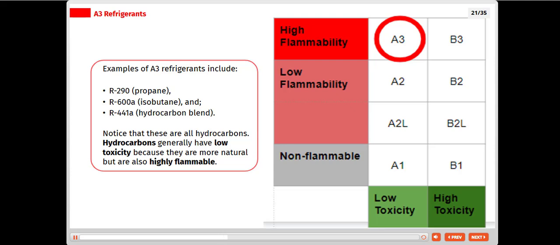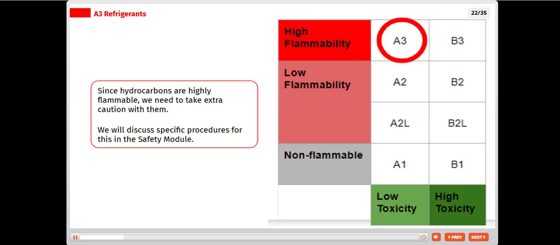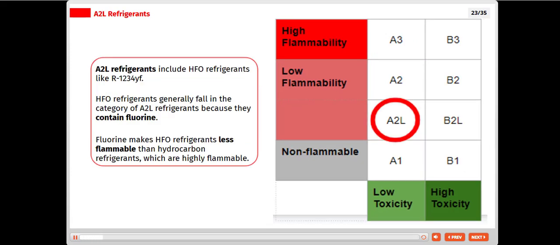Notice that these are all hydrocarbons. Hydrocarbons generally have low toxicity because they are more natural but are also highly flammable. Since hydrocarbons are highly flammable, we need to take extra caution with them. We will discuss specific procedures for this in the safety module. A2L refrigerants include HFO refrigerants like R1234YF. HFO refrigerants generally fall in the category of A2L refrigerants because they contain fluorine. Fluorine makes HFO refrigerants less flammable than hydrocarbon refrigerants, which are highly flammable.